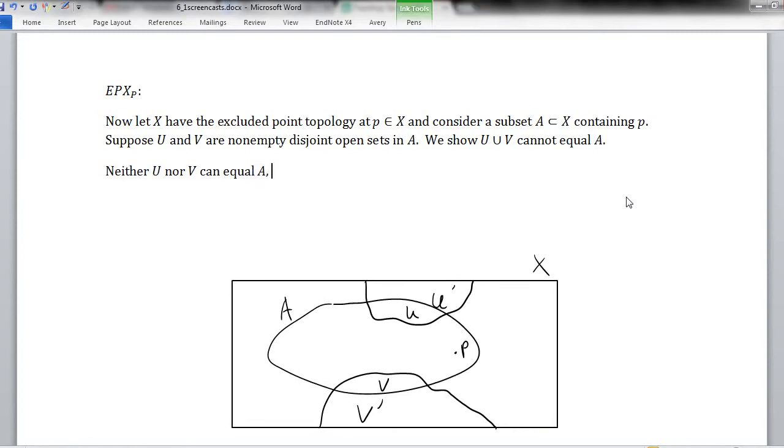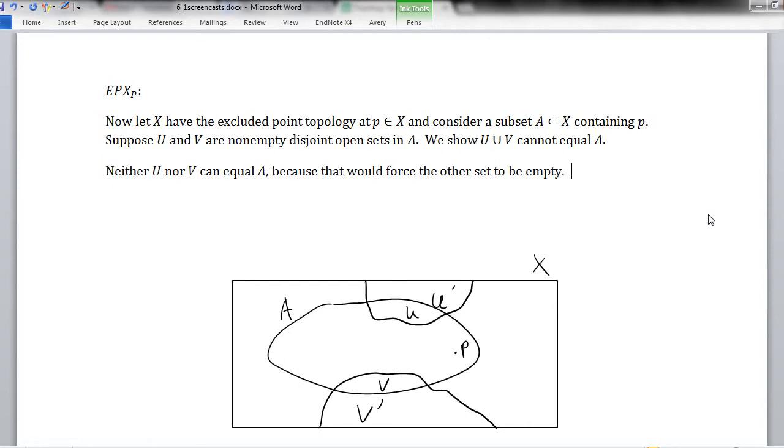Well, because these are disjoint, and if one of them is the entire set A, then the other one would have to be empty, okay? But they're also non-empty, so if either of them were A, that would contradict the fact that they're non-empty and disjoint. Okay, because that would force the other set to be empty.